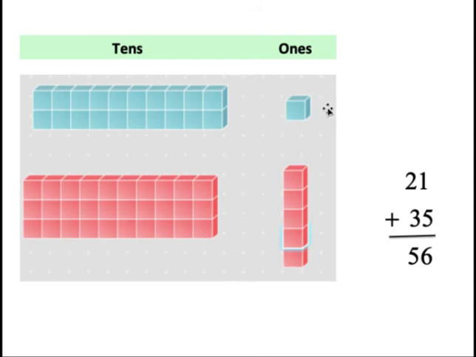When we add the ones, we have 1 plus 5 makes 6 ones. And then when we add the tens, we have 2 tens plus 3 tens. We have 5 tens. So it really is just the same thing as adding the units column and getting 6, adding the tens column and getting 5. There's nothing complicated in this particular problem.